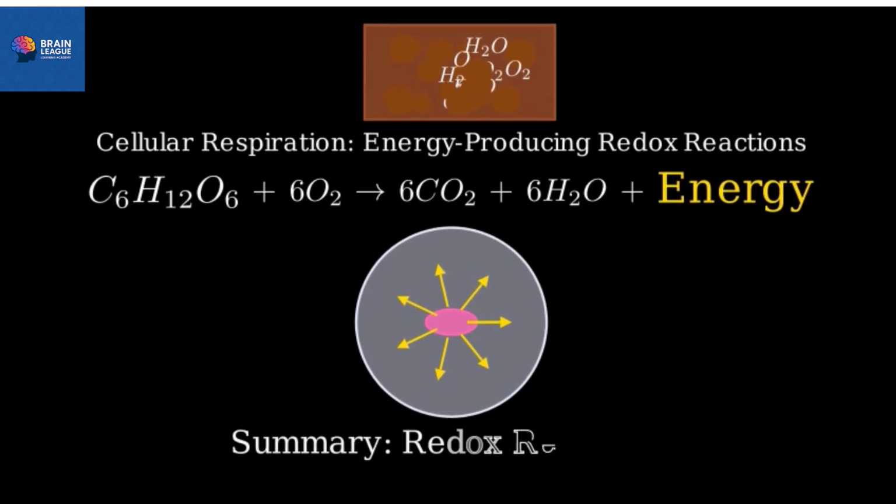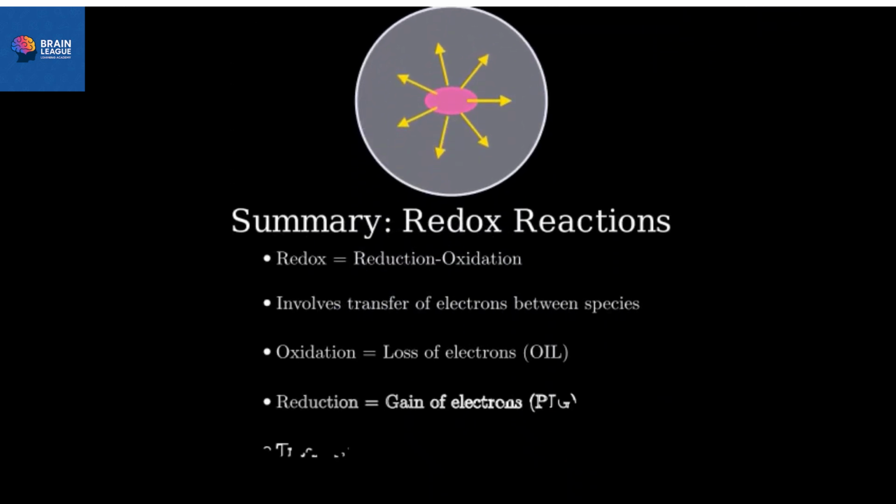To summarize, redox reactions involve the transfer of electrons, with oxidation being the loss of electrons and reduction being the gain of electrons. Remember, OIL RIG: oxidation is loss, reduction is gain.